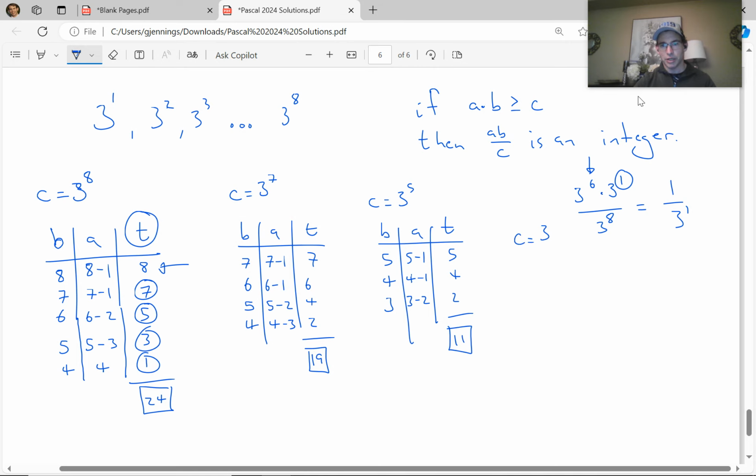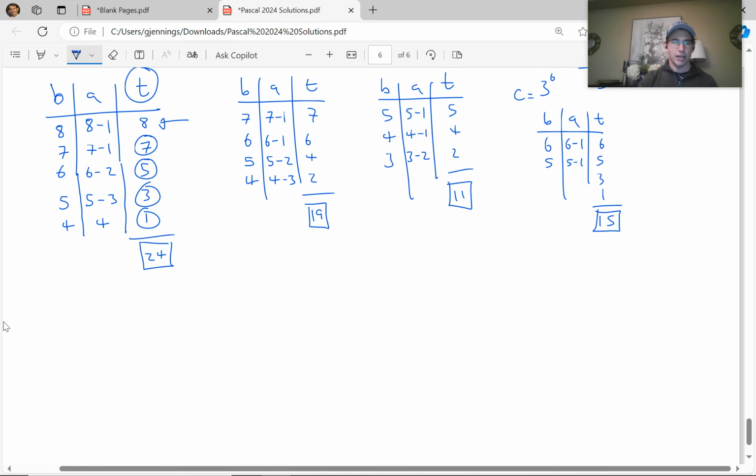C equals 3 to the 6. Okay, B, A, 6 to 1. There's 6 of them. 5 to 1, there's 5 of them, and then 3, and then 1. I'm going to start using just that simple shortcut. 1 plus 3 plus 5 plus 6 is 15, right? 15, cool.